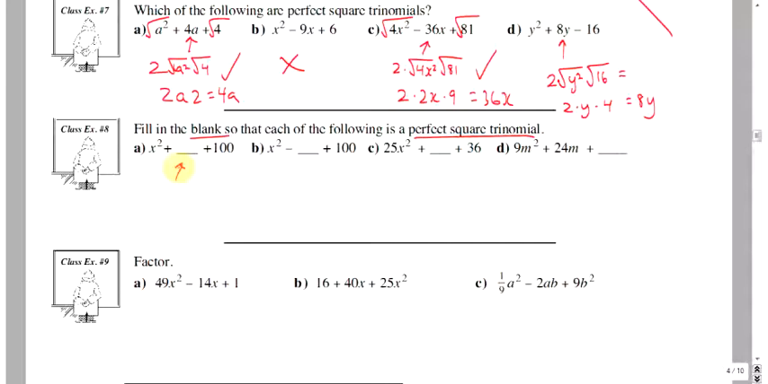If it's a perfect square trinomial, I have to go 2 times the square root of the first one times the square root of the last one. What's the square root of x squared? Hope we all have that by now. Okay, square root of 100 is 10, and that's what? 20x. Yes?